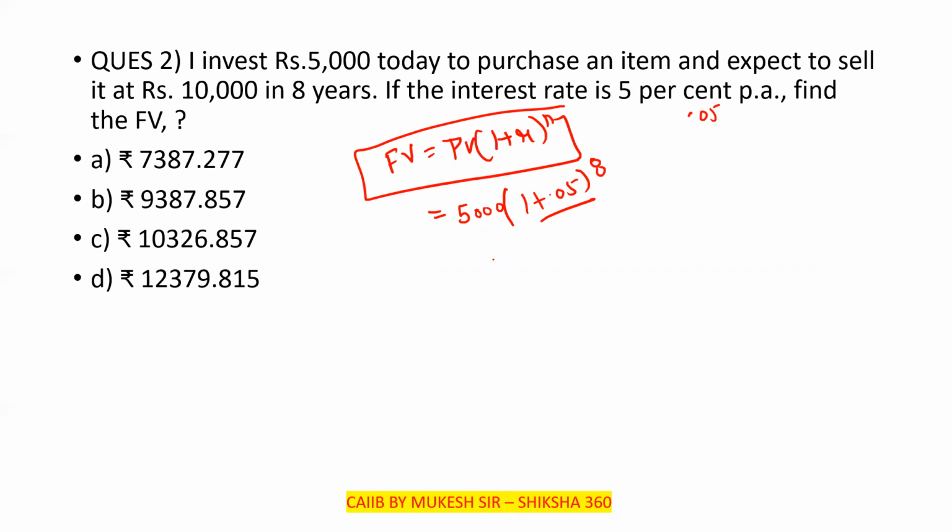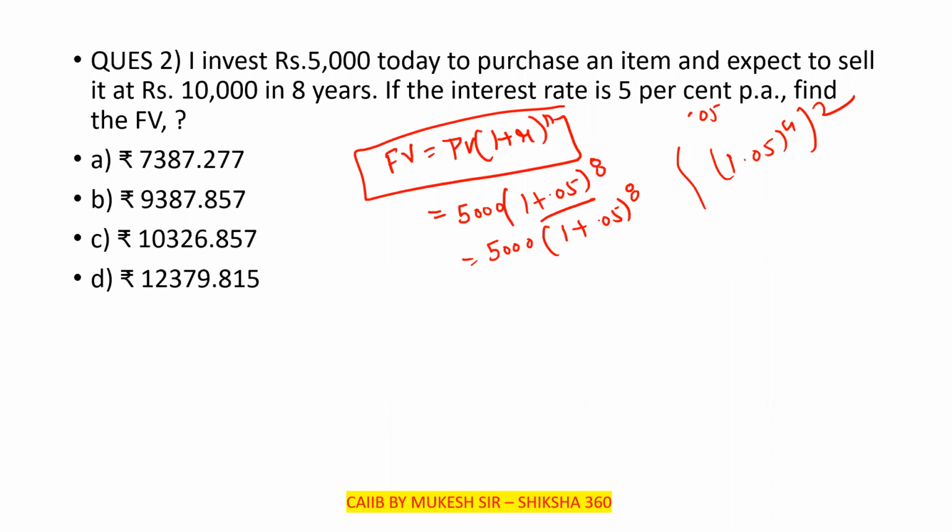So we will put 5,000 into 1.05 power 8. You can calculate 1.05 power 4, then take twice of that. Whatever you get for 1.05 power 4, just multiply it by itself again. So you will get 1.05 power 8. There is nothing difficult in the examination to calculate this much power.